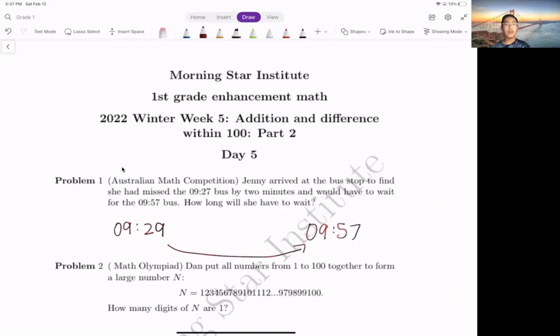So we need to calculate the total number of minutes in between 57 and 29. We calculate 57 minus 29, and this just gives us 28 minutes. So Jenny has to wait 28 minutes for the next bus to come.